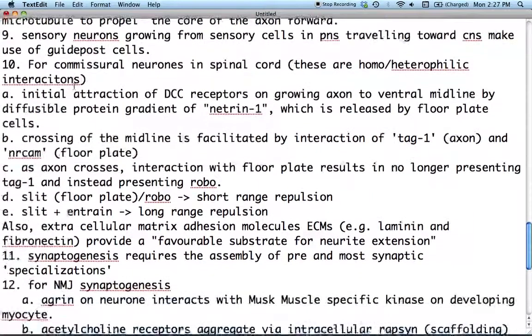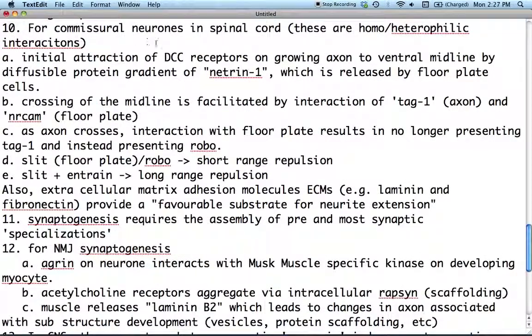Okay, this is just a statement of fact that I need to know: sensory neurons growing from sensory cells in the PNS traveling towards the CNS make use of guidepost cells. So if you're thinking about peripheral nervous system towards central nervous system, sensory neurons, you want to be thinking guidepost cells.